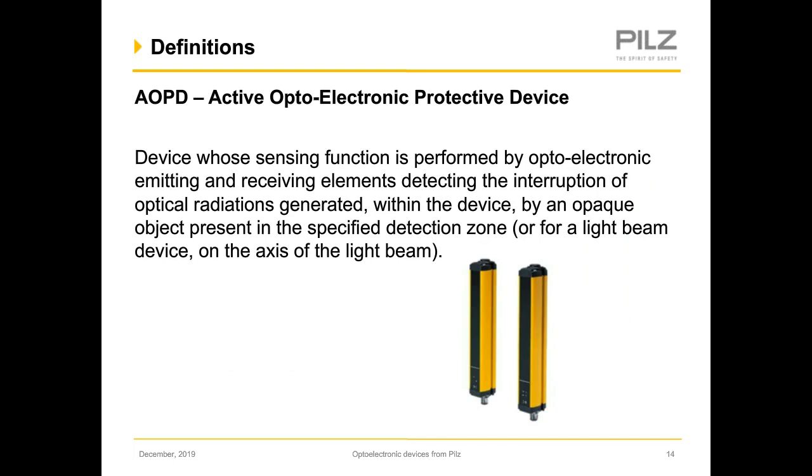AOPD is the active optoelectronic protective device. It's a device whose sensing function is performed by optoelectronic emitting and receiving elements, detecting the interruption of optical radiation generated within the device by an opaque object present in the specified detection zone, or for a light beam device, on the axis of the light beam. So you take a light beam.